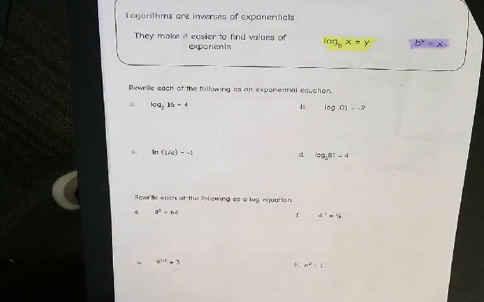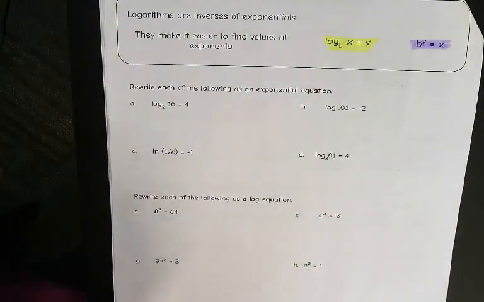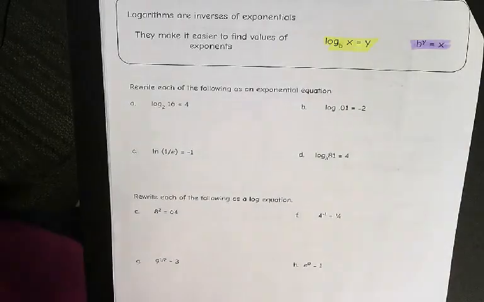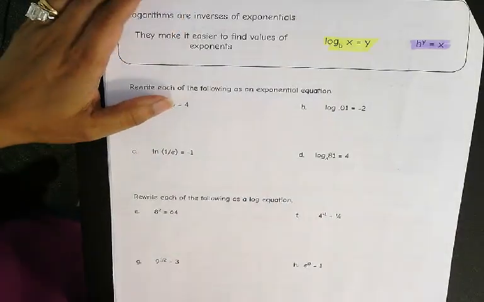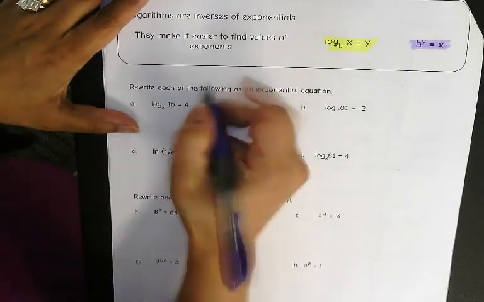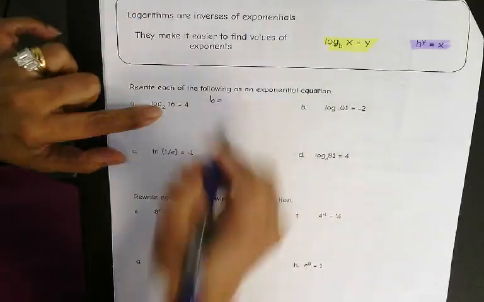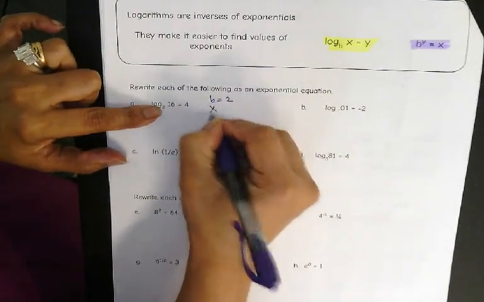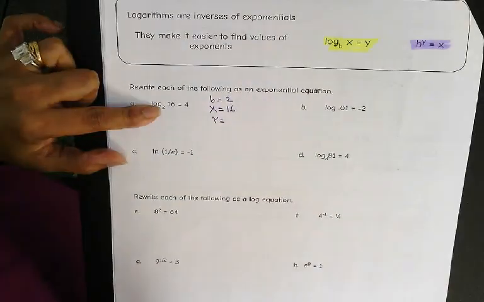So here, when I work on this type of problem, what I always do, for my convenience, I just write down what is my b value, what is my x value, my y value. So I can see it properly. It's a lot of things to keep track. I just try to avoid those. So my b value over here is going to be 2. X value is going to be 16. Y value is going to be 4.